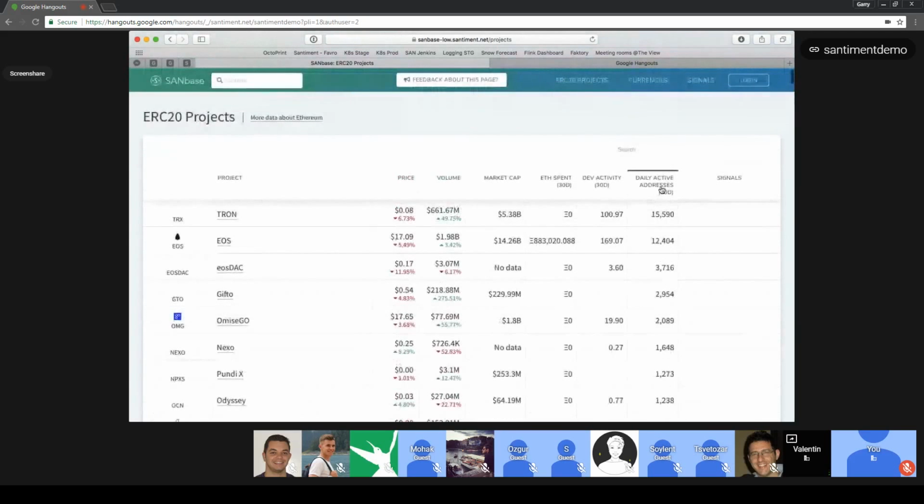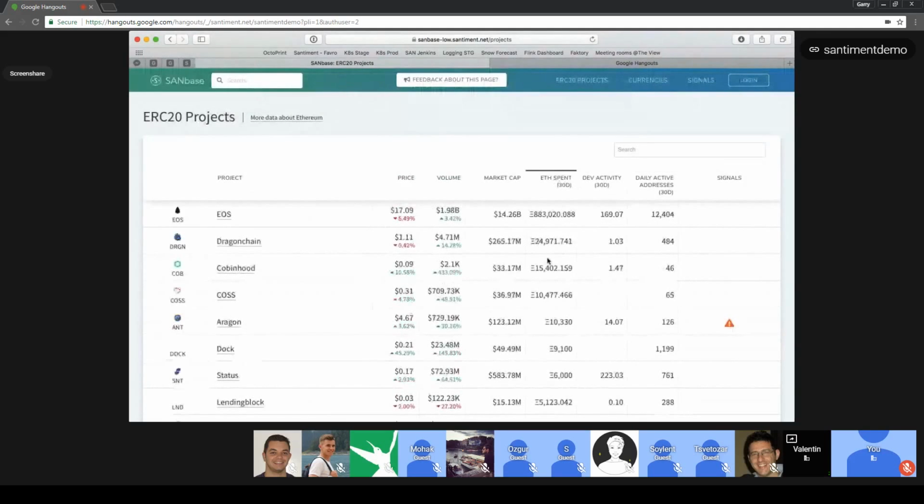So, stuff like that. And another thing that you can do here, again using the sorting features, is to sort by the Ethereum spent of a given project. And this metric is measured as follows: we have the team wallets for many of these projects where they collected the funds from their ICOs, and we track the outgoing transactions for them.